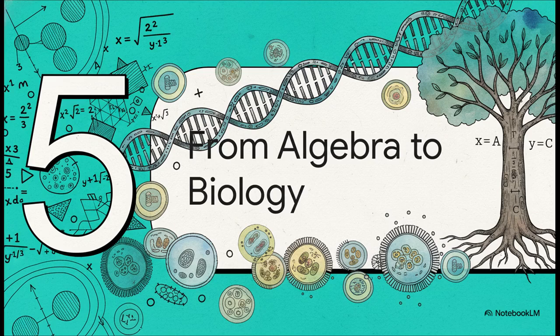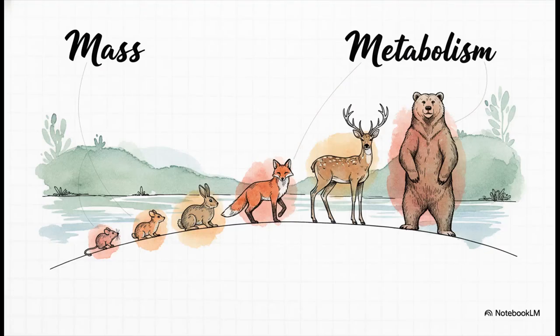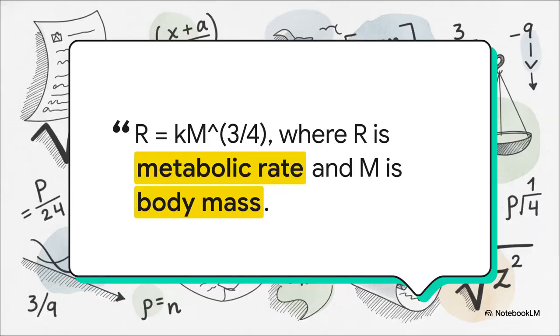But I know you might be asking that age-old question, when am I ever going to use this? Well, how about to understand some of the basic laws of life itself? Let's take a quick detour from algebra class over to biology. So, in a field called physiology, scientists are trying to figure out how animals' bodies work. And one of the biggest puzzles for them is how an animal's size, its mass, is related to how much energy it uses, its metabolic rate. And what's amazing is that this relationship is described by a mathematical formula called Kleiber's law.